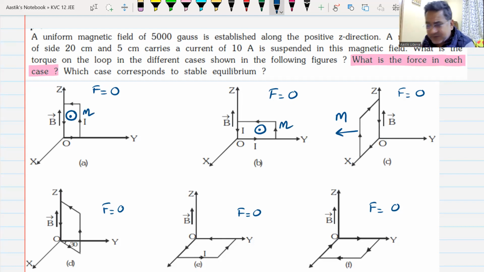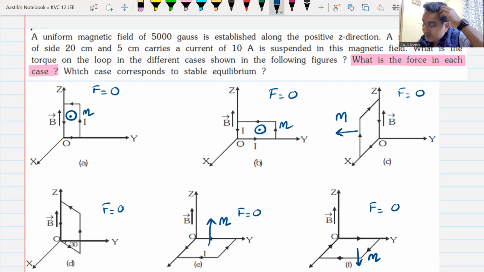Fourth case is a bit different, so we'll do it later. Let's first do the other cases. In case number 5, the magnetic dipole moment is M. In case number 6, the magnetic dipole moment is M downwards. Do we all understand this? Yes or no? Yes, sir.